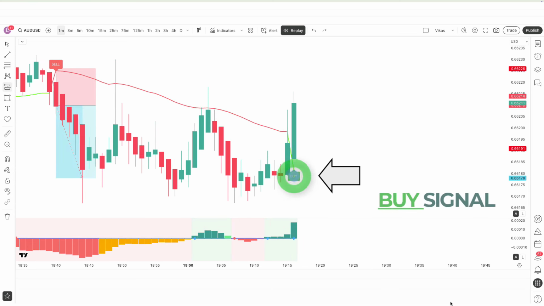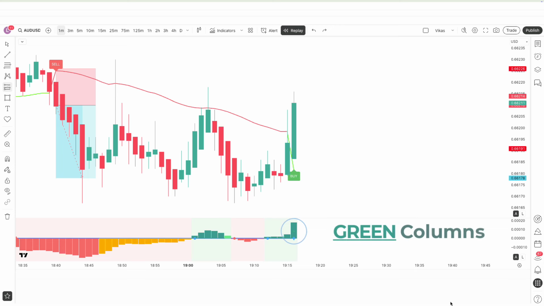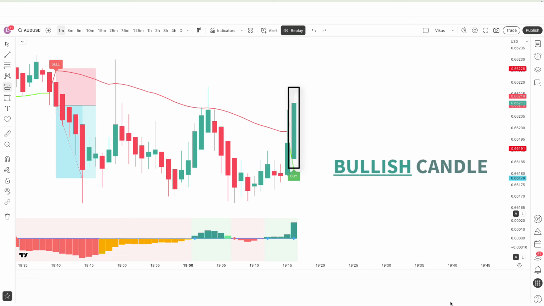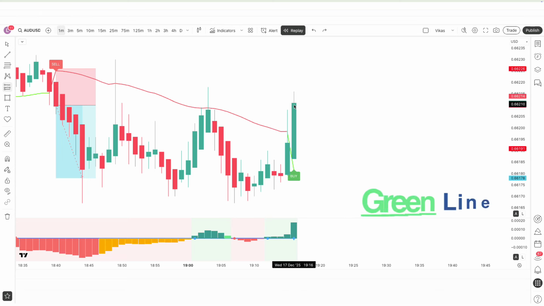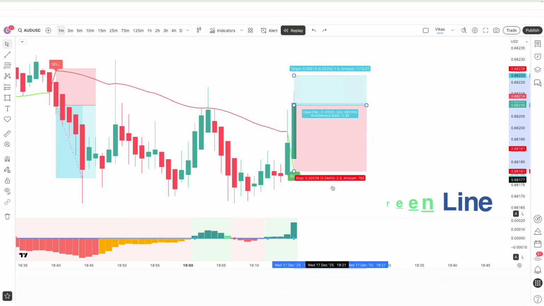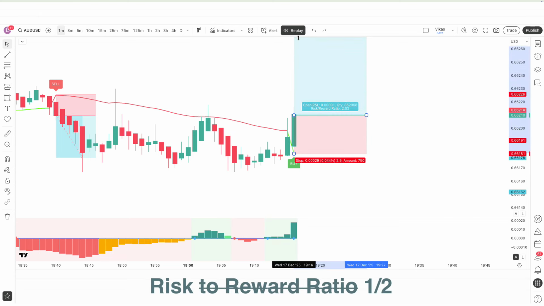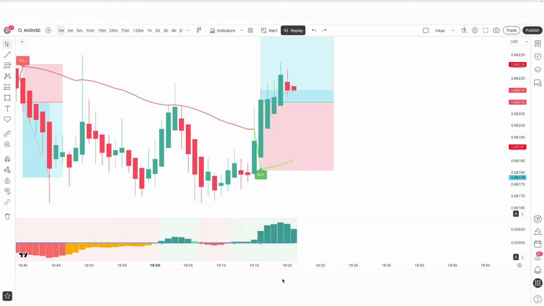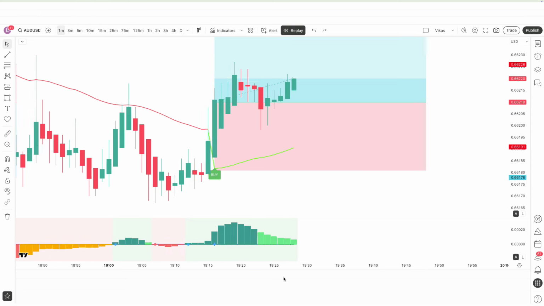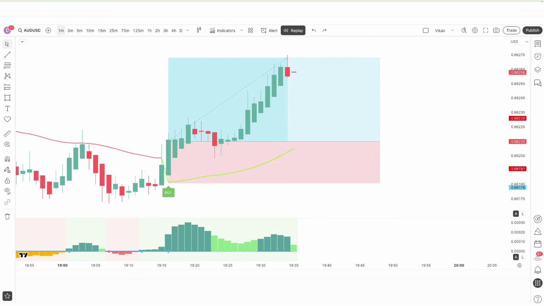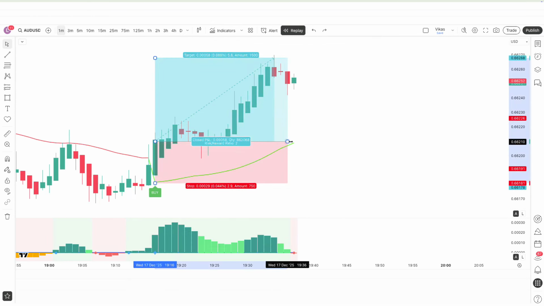Here, the SSL Trend Analyzer indicator gives us a buy signal. Here, the green columns of the Super Trend Oscillator are above the zero line. Here, the market has made a bullish candle to give confirmation. So all our conditions are being fulfilled, so we are placing an order to buy. Our stop loss should be at the green line, and the risk-to-reward ratio will be 1:2. Let's see what happens to our trade. Our trade is running in profit. We have won this trade. Let's find the next trade.